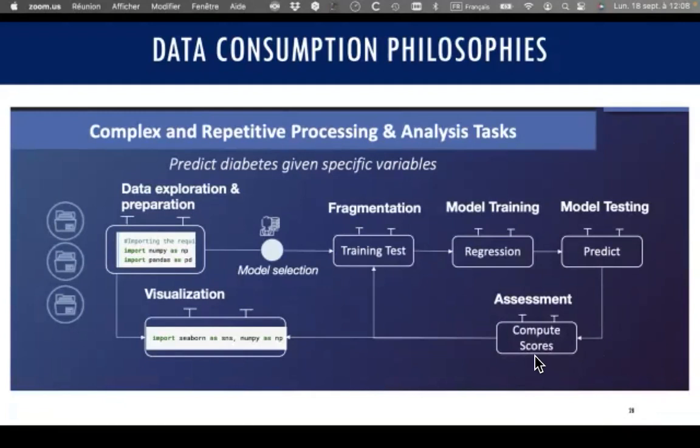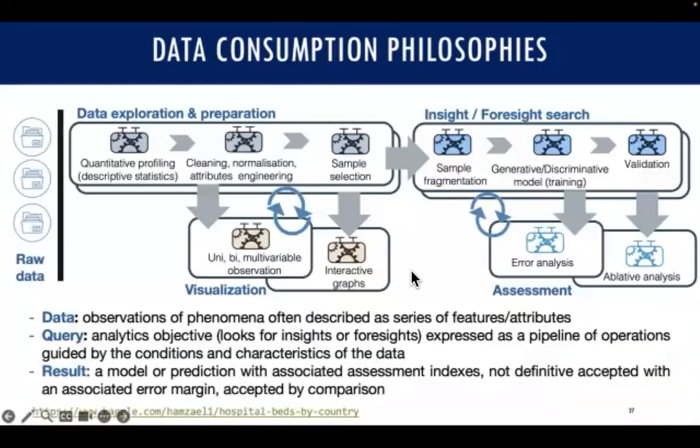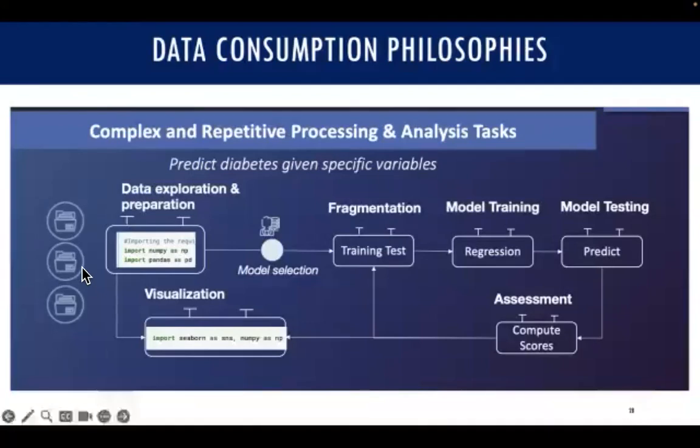So this is an example of how a very simplified data science pipeline would look like with respect to this complex thing that I showed you here. But you can identify the elements that I said. You have observations of the data. The result is a model, a prediction model, and it has assessment scores, and the objective is analytical, because I would like to predict diabetes out of observations of the field.